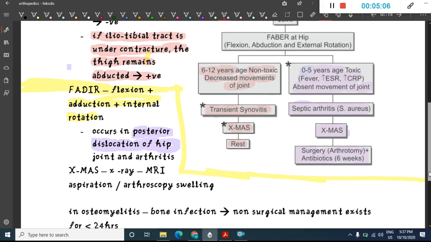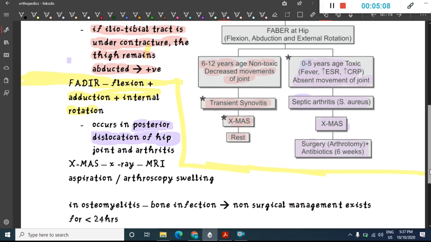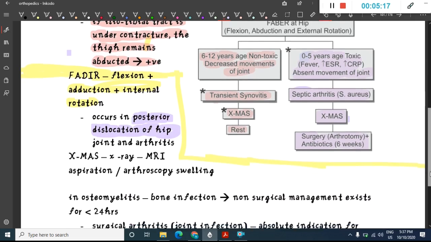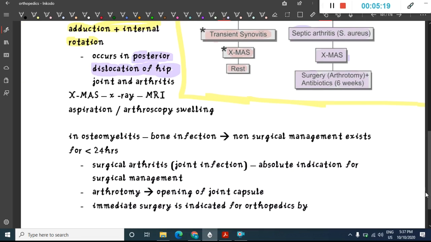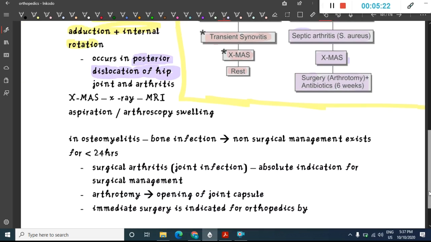So what is this XMAS? XMAS is X-ray, MRI, aspiration and arthroscopy of the swelling. You will have to do an X-ray, you will have to do an MRI, and through that you will have to aspirate it or you will have to do arthroscopy, right? So this is about the limb movements.